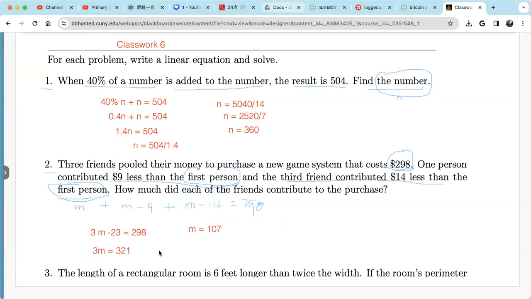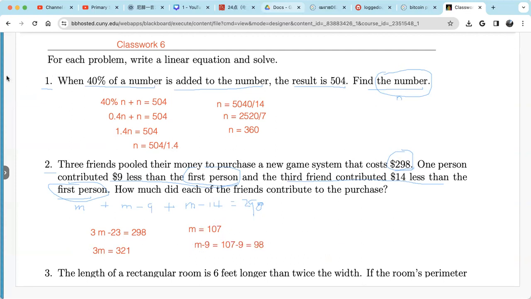Okay, so the first person has $107. Then the second person has M minus 9, which is 107 minus 9. We get 17 minus 9, we get an 8, right? So we get 98. Check: 98 plus 9 is 107.